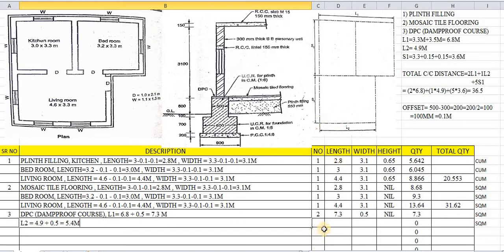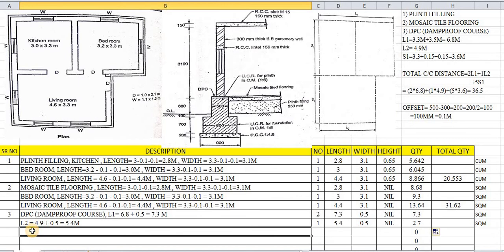So how many numbers of L2 are there? L1 are 2 numbers, whereas L2 is only 1 number. So we will take this as 1 number. What is the length of L2? That is 5.4. We have already calculated this just now. Width of section is 0.5. Again there is no thickness for DPC, so this value is the same, and it comes to be 2.7.